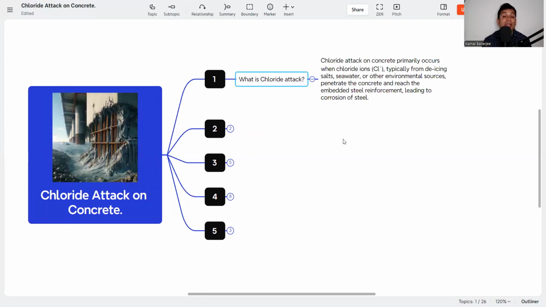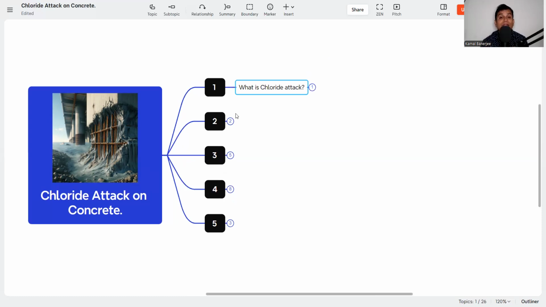Chloride attack on concrete primarily occurs when chloride ions, typically from de-icing salts, seawater, or other environmental sources, penetrate the concrete and reach the embedded steel reinforcement, leading to the corrosion of steel. The chloride ion is there in the atmosphere or in the soil, but it can penetrate inside the concrete. How? If the concrete is porous, more permeable, or if there is a crack or any weak spot, it will penetrate inside the concrete, and if it reaches the steel, it will start corrosion of the steel. This is the chloride attack on the concrete.